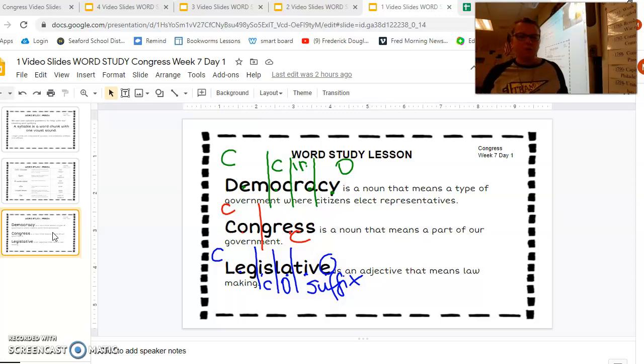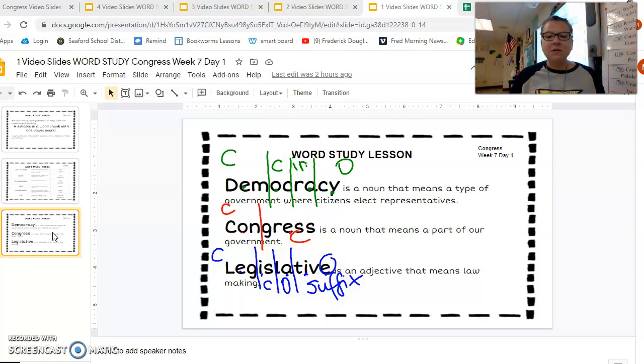Legislative. Okay, so 3 words: democracy, Congress, and legislative. And legislative is an adjective. And legislative means that it's making law.